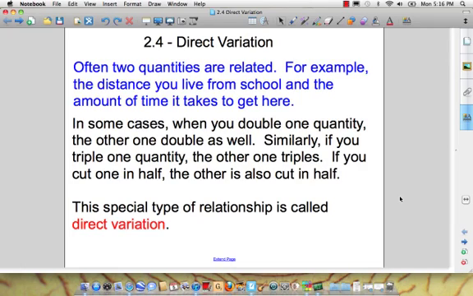So in the example of distance from school and time it takes, in reality it's more complicated than that, but we could say that the distance you live varies directly with the time it takes to get to school, meaning if you double the distance, it's going to double the time.